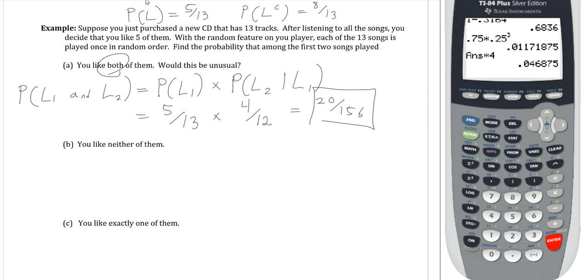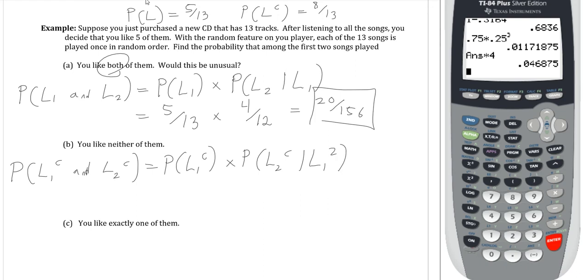How about B? You like neither of them. Well, you like neither of them means that the probability that you dislike the first song, which is the complement of liking it, and you dislike the second song. So the probability that you dislike the first song times the probability that you dislike the second song, given that the first song that you played you also dislike.